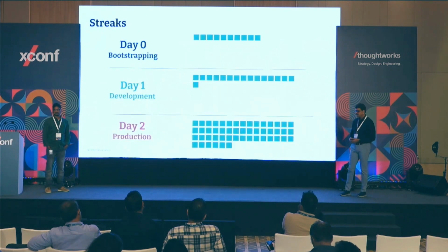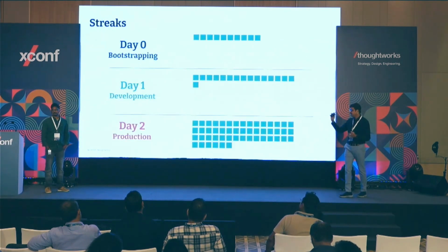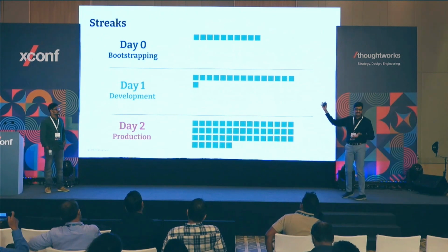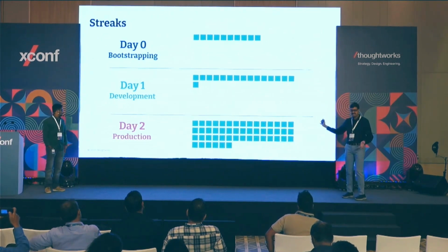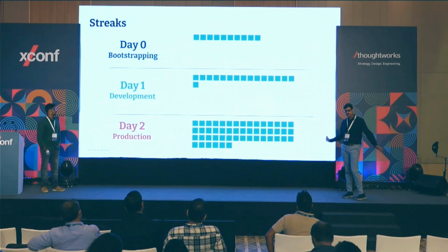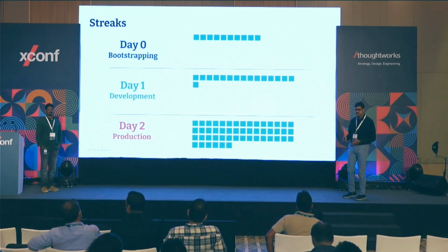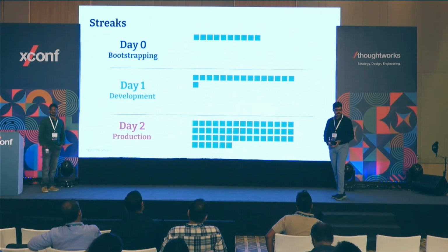Again, think of this: your day zero happens for only this many days, and day one happens for only this many days, but your production is going to keep on happening. So don't optimize anything for day zero or day one, only try to optimize it for day two.